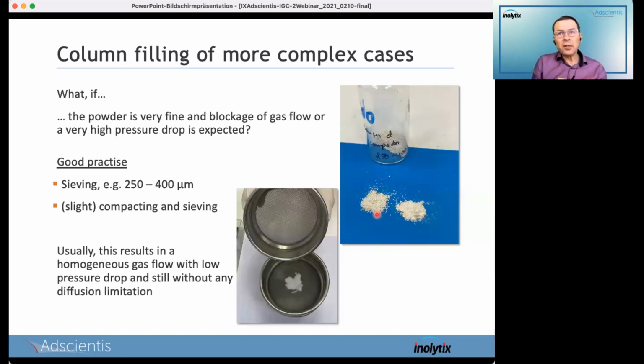So this is a non-compacted and non-sieved powder, and this is the slightly compacted and sieved powder. You see that it has a totally different granulometry, and we can use this.